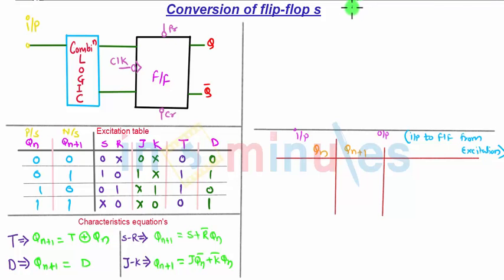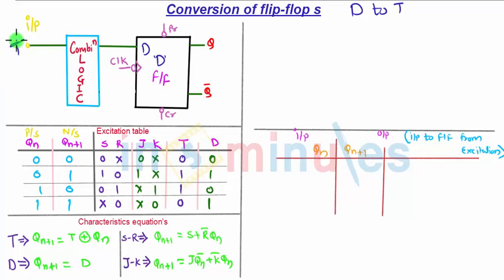Let us convert D flip-flop into T flip-flop. To convert D flip-flop into T flip-flop, we have D flip-flop, so this will be D flip-flop. Only one input will be present, that is D, and this other input we need to cancel out. So we have only one input D, and we need to convert this D flip-flop into T flip-flop, so your final input will be T.